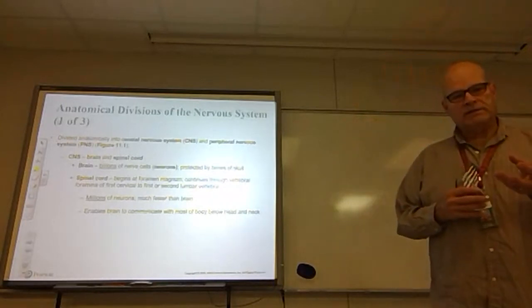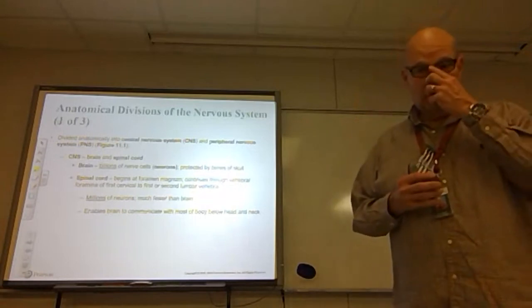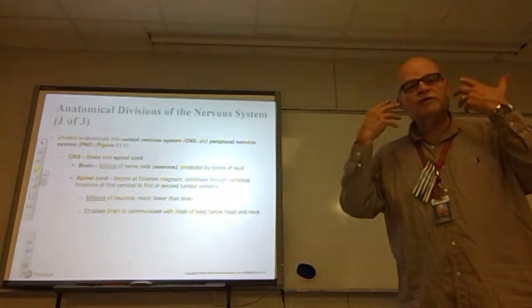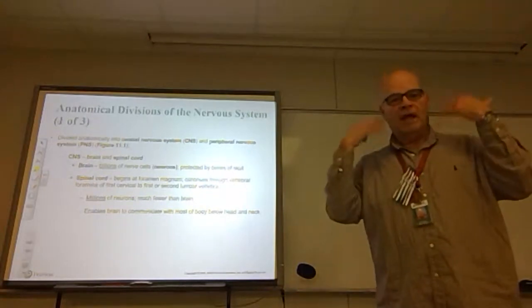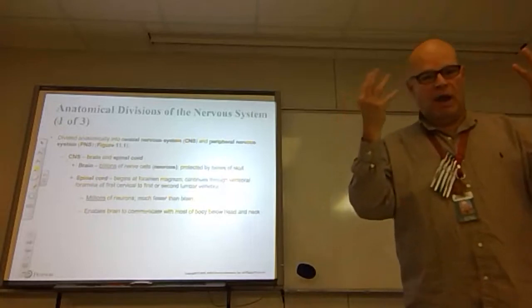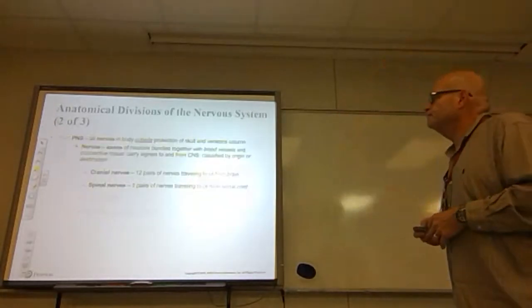When we talk about those things called the cranial nerves, we will talk about one or two of those that do venture below the neck. But for the most part, if it's from your neck up, the nerves originate from the brain. If it's from the neck down, those nerves originate from the spinal cord.